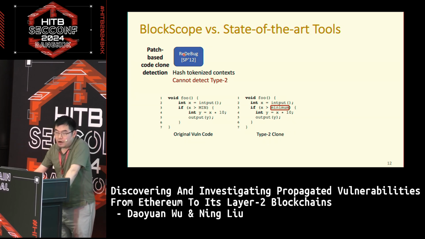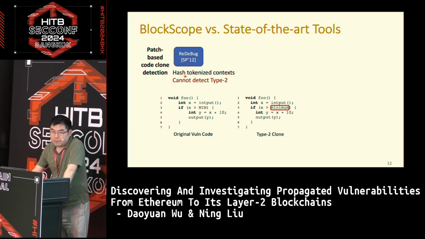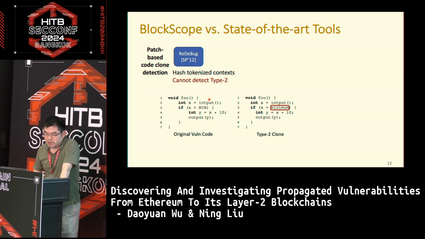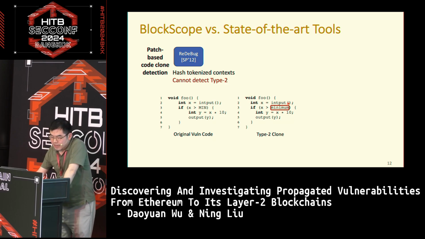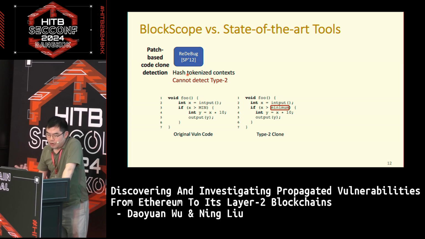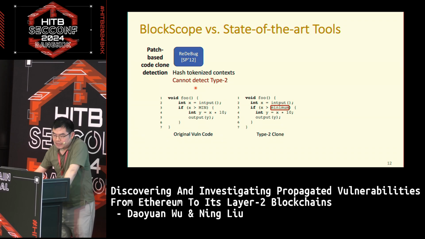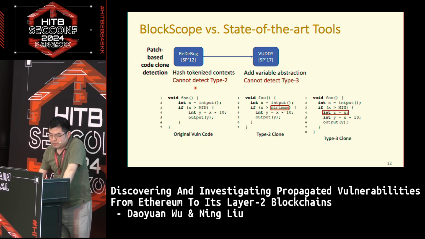And the basic idea of ReDeBug is that it will calculate a hash of each line. Then it uses the hash to compare whether two pieces of code are similar. But this kind of technique has one problem: if in this particular line, someone changes the token name, such as changes the variable name or the function name, then this hash will not work correctly. So by principle, ReDeBug cannot effectively detect type 2 clones.